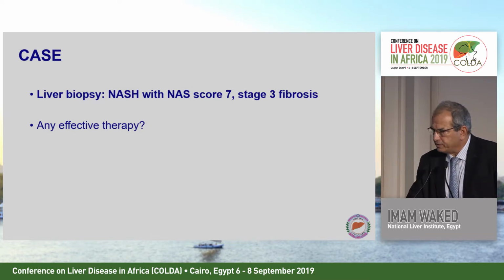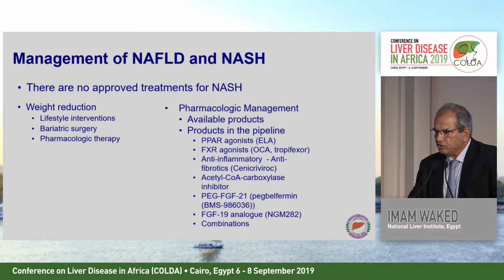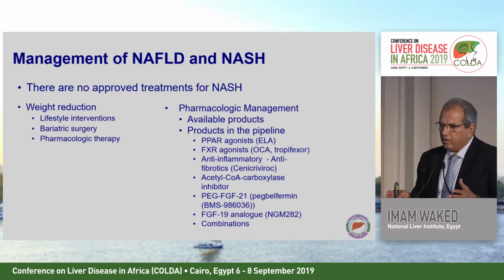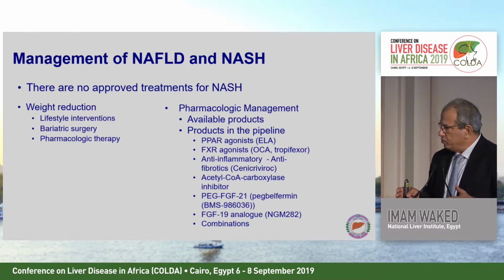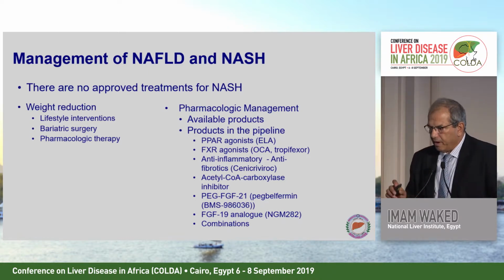So she had a liver biopsy, and the liver biopsy showed NASH with a NAS score of 7, which is high. The maximum score is 8, and stage 3 fibrosis. Is there any effective therapy? As we heard in the previous presentation, there are no approved treatments for NASH. There are two kinds of intervention: either weight reduction, which is very important and should be the main intervention for people with fatty liver disease and NASH, and then pharmacological management, available products, and products in the pipeline.